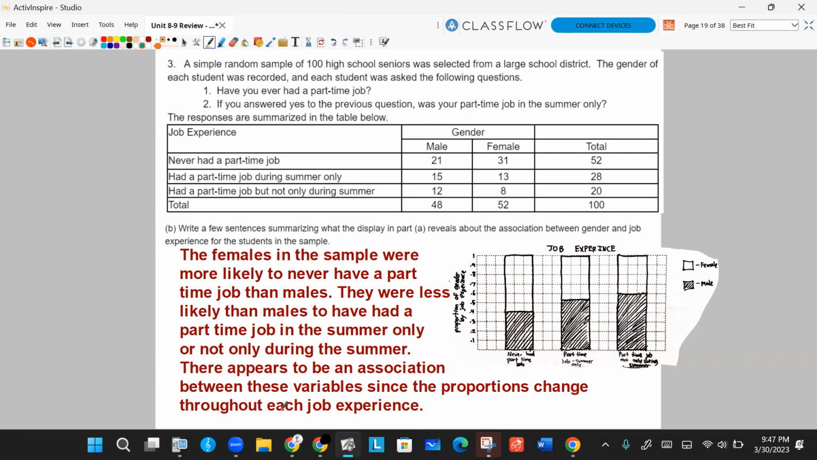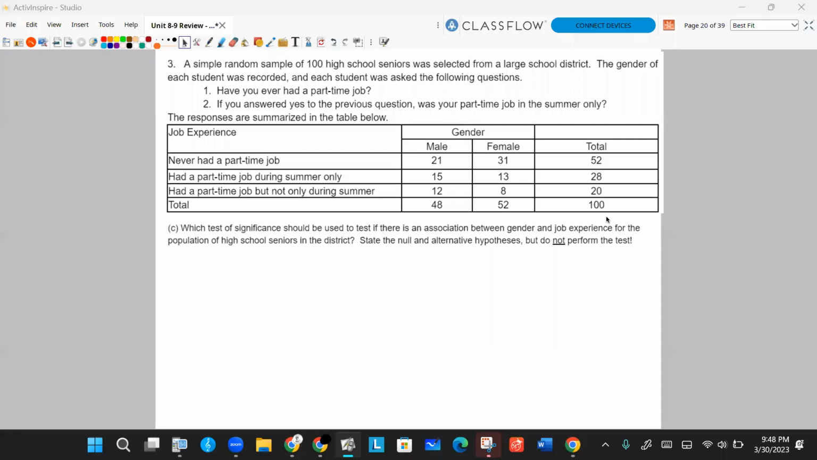Let's look at part C. All right, question C says, which test of significance should be used to test if there is an association between gender and job experience for the population of high school seniors in the district? State the null and alternative hypotheses, but do not perform the test. You don't actually have to go through and check that number.